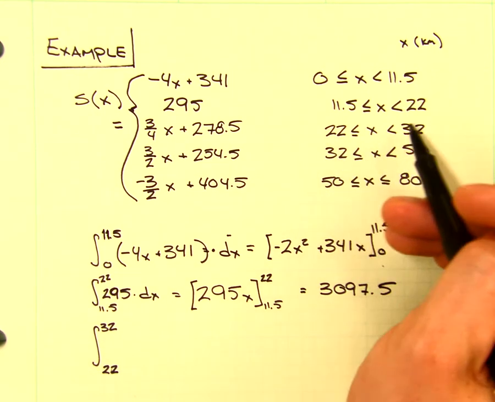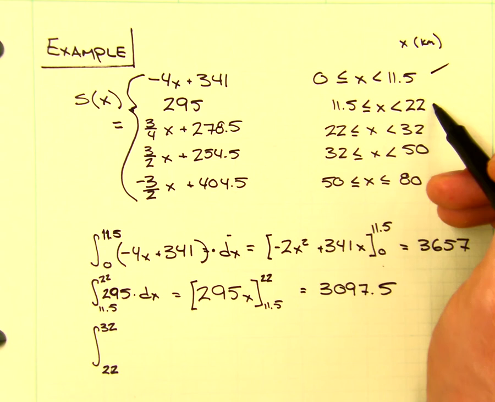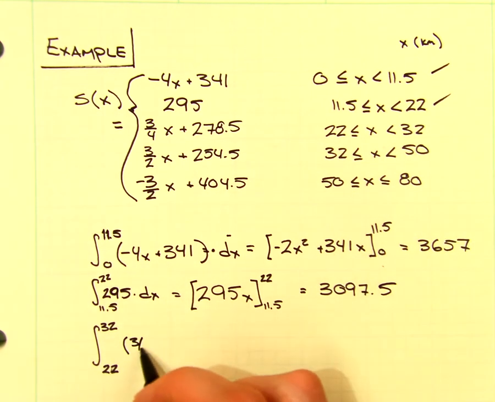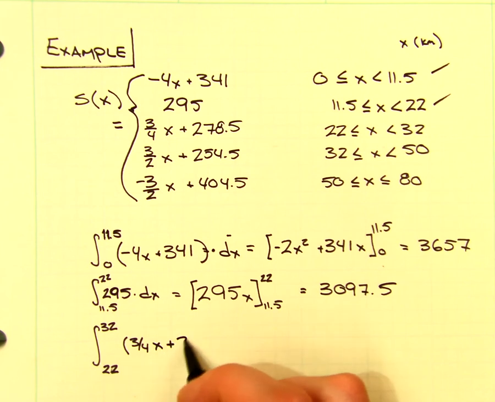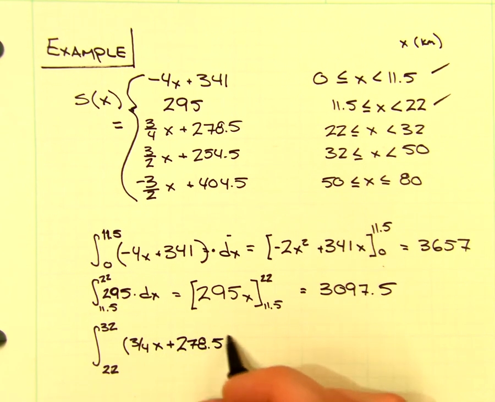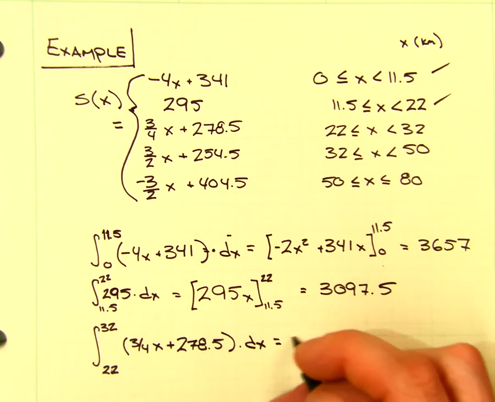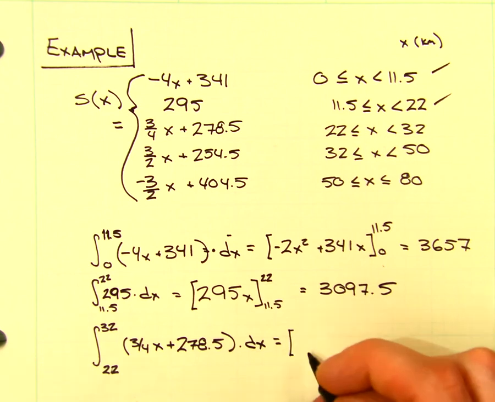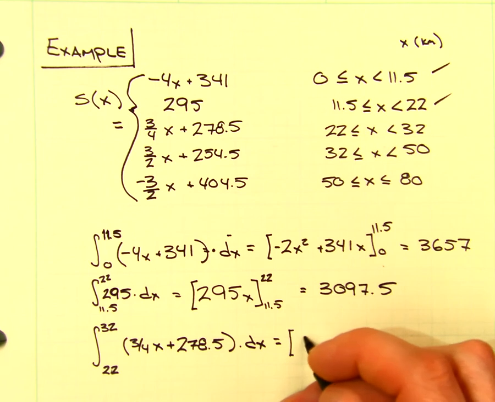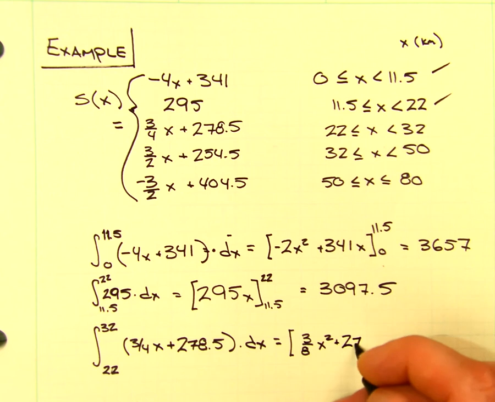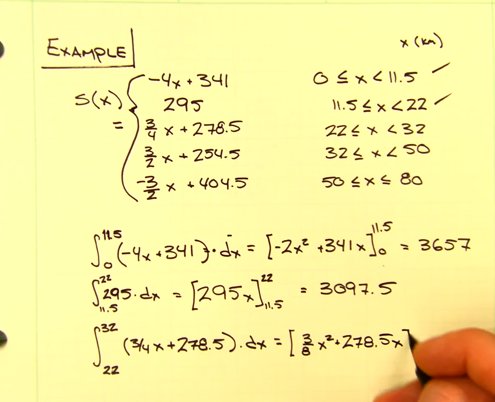And the last one that I'll do is going to be from 22 to 32. Once again, just ticking these off one at a time. So we did this one, now we're doing this one. This one is going to be 3/4 x plus 278.5, that dx. And if I do the antiderivative, this is going to become 3/8 x squared plus 278.5x from 22 to 32.